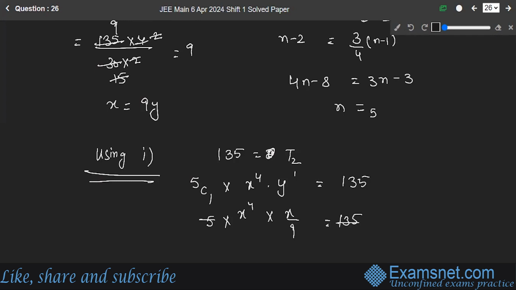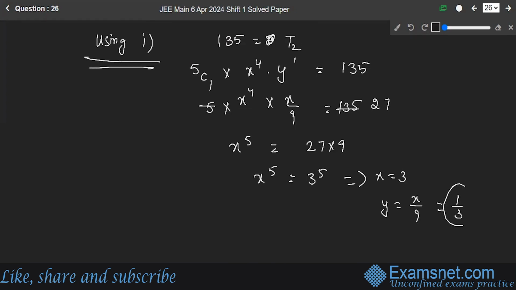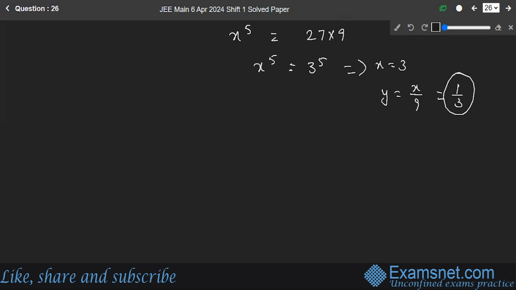This will cancel at 27, right? So this will give me x power 5 is equal to 27 into 9, or x power 5 is equal to 3 power 5. That means x is equal to 3. So what is your y? y was equal to x upon 9. So y makes it to be 1 by 3. I got all the three variables.